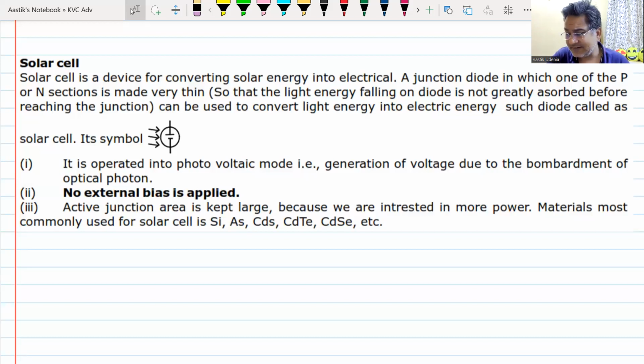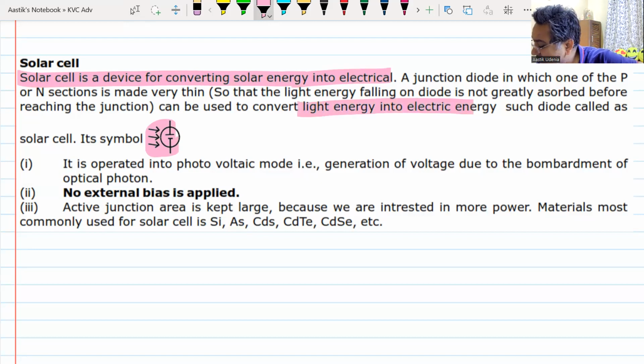The next type of device is a solar cell. This is the symbol of a solar cell. When solar energy, light energy, radiations fall on it, it converts this light energy into electrical energy. We see this, we know this, yes or no? There is no external bias that is applied. Just if you remember these two, three things, that would be good enough. I'll give you a minute to note this down. Anyone understands this? Yes.